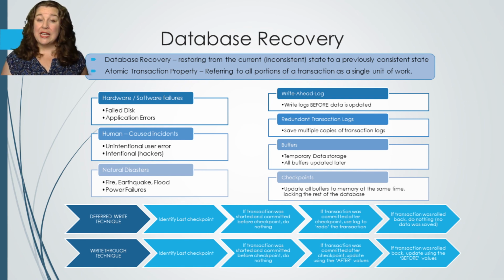The write-through technique identifies the last checkpoint, same as the other one. If the transaction was before the checkpoint, don't do anything because we don't care. If the transaction was committed after the checkpoint, then we're going to update using those after values. Remember how I said the database log was going to store your before value and your after value. We are going to look at the transaction logs and update with the after values. If the transaction was rolled back, we are going to update using the before values, because that was before the transaction, before it was rolled back.